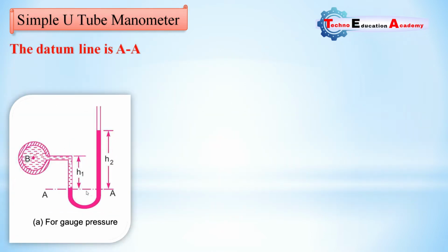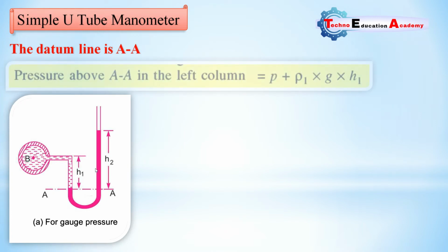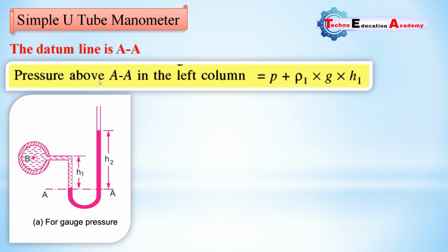The datum line is AA. Here we are considering datum line is AA. So the pressure above AA in the left column equal to P. Here we are considering the pressure in the pipeline B is P plus pressure due to the height of liquid in left column, and according to hydrostatic law, P equal to rho GH.